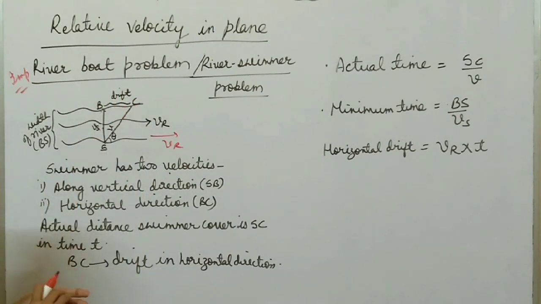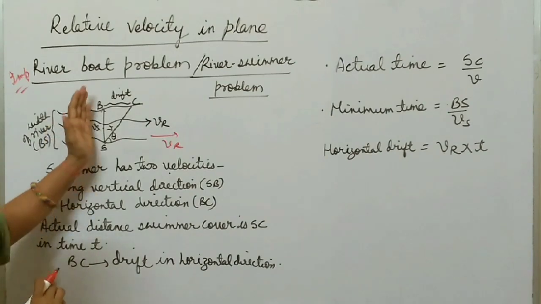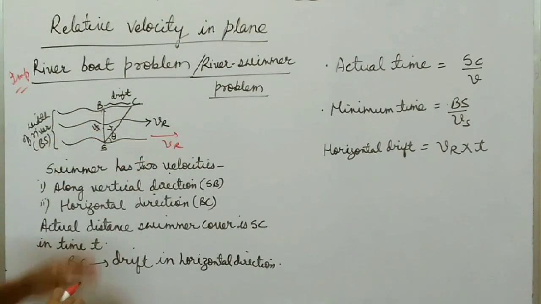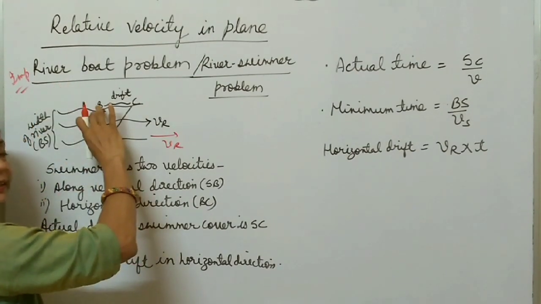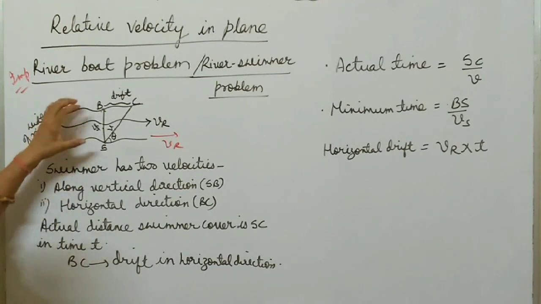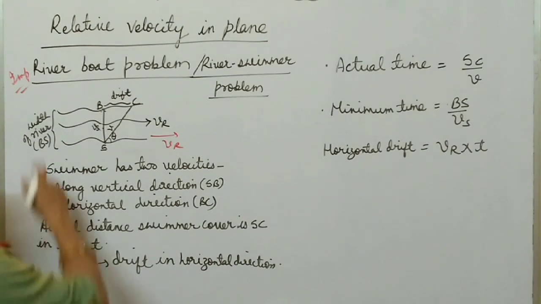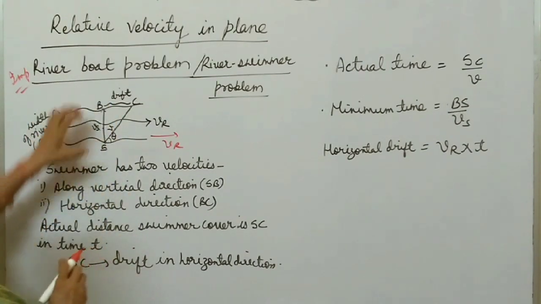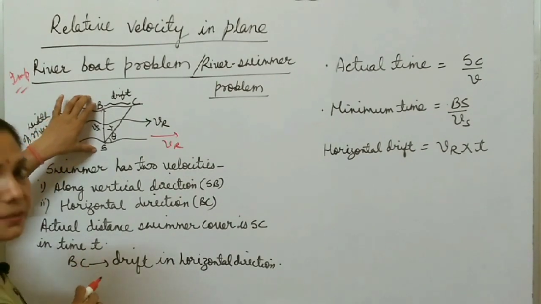So the swimmer has two velocities right now. One is along the vertical direction, one is along the horizontal direction. So they take different times. This is the minimum distance covered by the swimmer in minimum time. So in exams, the question comes: what is the minimum time to cross the river? Suppose the width of the river is BS. So the minimum time corresponds to the minimum distance, BS.